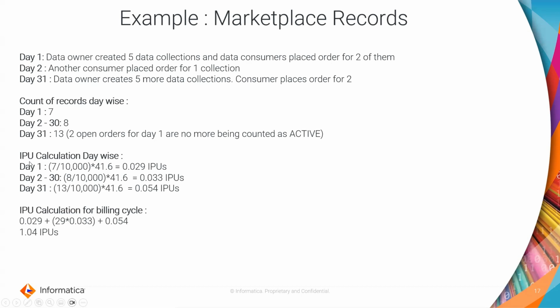Now for the IPU calculation day-wise, similarly to the governance records or the catalog records, it's 7 divided by the number of tiering and multiplied by the IPU per unit charge, which is 41.6. So the consumption is 0.029 IPUs, and so on. And now the IPU calculation for the billing cycle is 0.029 plus the number of days. So the overall consumption is 1.04 IPUs.